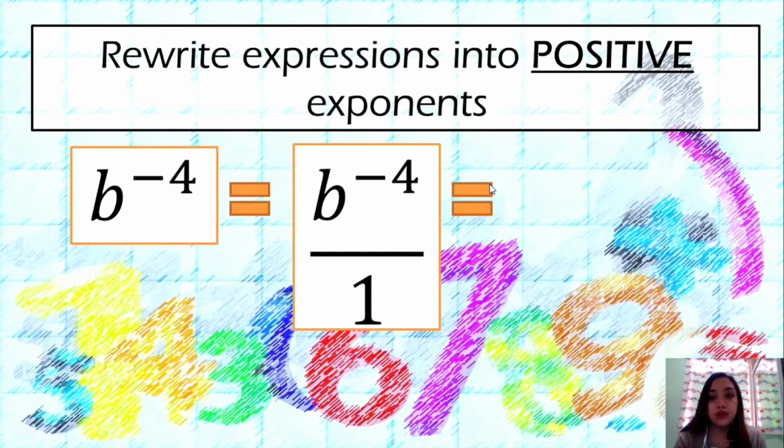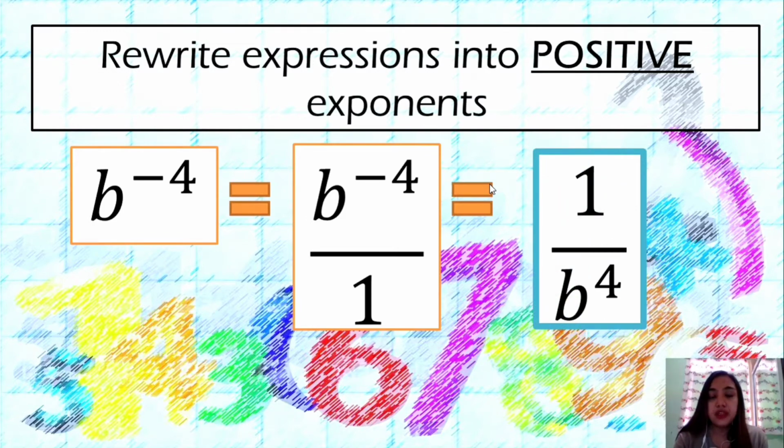All you have to do, you just reverse the place of the b to the -4. Kung nasa numerator siya, you will move si b to the -4 sa place ng denominator. So, you will have a positive exponent. Ganun po siya. Kung si b to the -4 ay nasa numerator, magiging positive siya kapag nilagay mo siya sa denominator. So, the final answer is 1 over b to the 4th power.